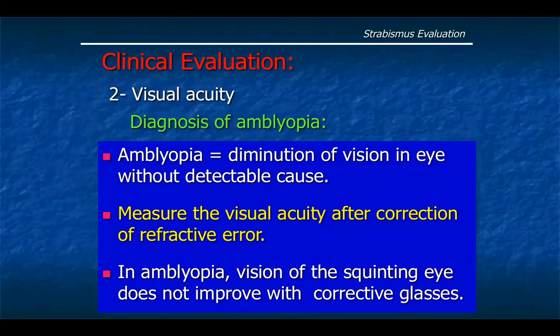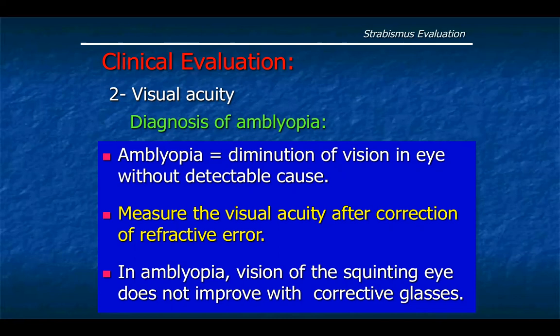Because of amblyopia. The brain ignores or neglects the eye that gave him poor vision for a while during childhood. And this neglect of the eye will make the vision become poorer and poorer. So the brain does not receive any image from this eye. Continuous suppression of the eye will produce amblyopia. So even if we give the patient the proper glasses, if we do cataract surgery, if he needs cataract surgery or whatever, we remove the cause, still the patient does not see well. So it's diminution of vision in an eye without a detectable cause.